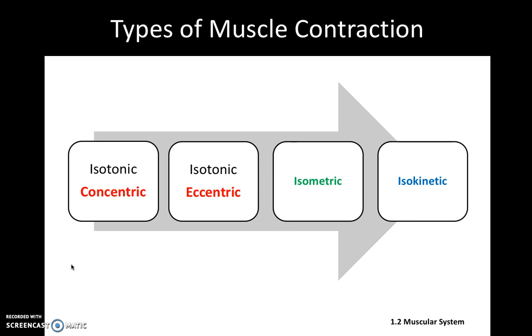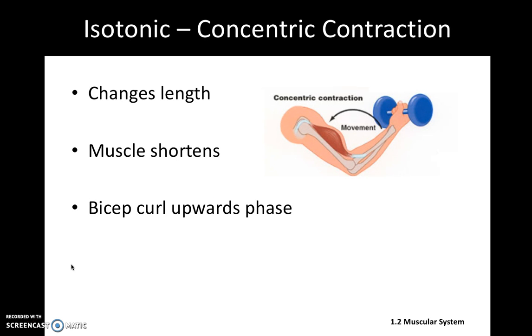There are 4 different types of muscle contractions, some of which we are more familiar with than others. These contractions are concentric, eccentric, isometric, and isokinetic. Concentric and eccentric contractions are both forms of isotonic contractions, meaning that the length of the muscle changes whilst the tension remains the same until relaxation.